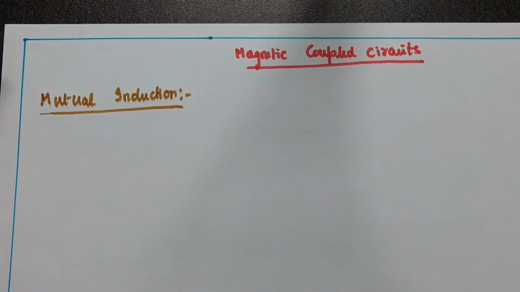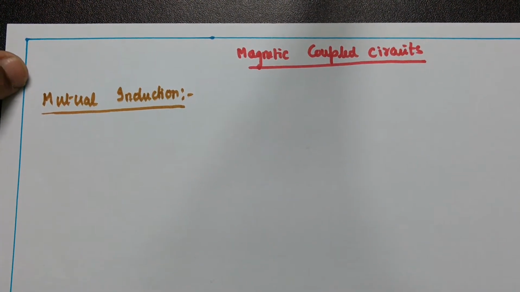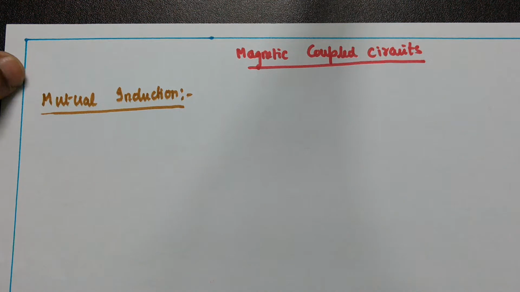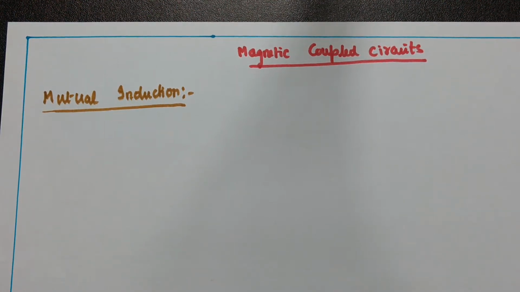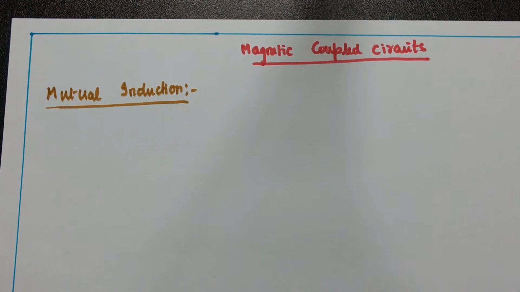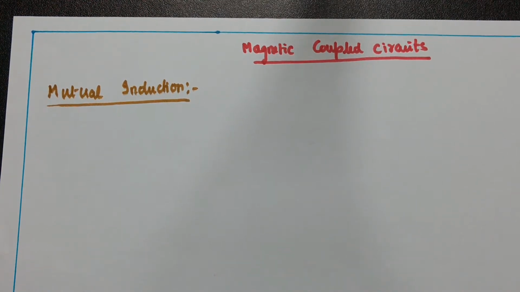In this video, let us discuss the basic concepts of magnetic coupled circuits. First, let us know about mutual induction. This mutual inductance is not an element, it is the principle of operation of the coupled circuit.